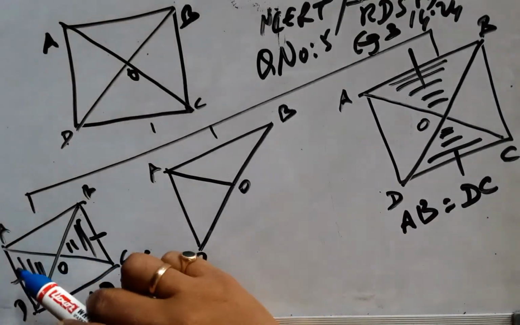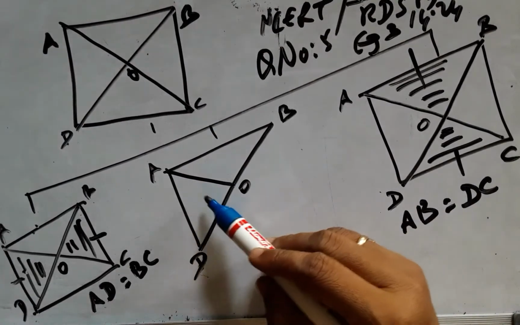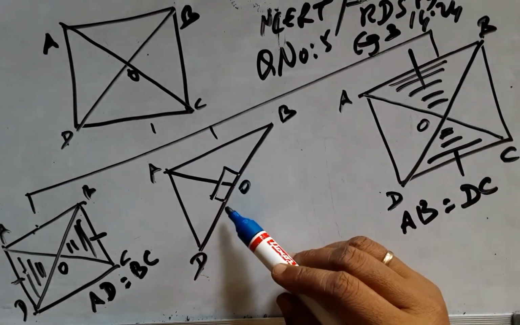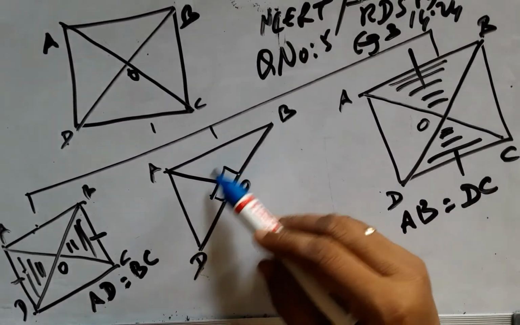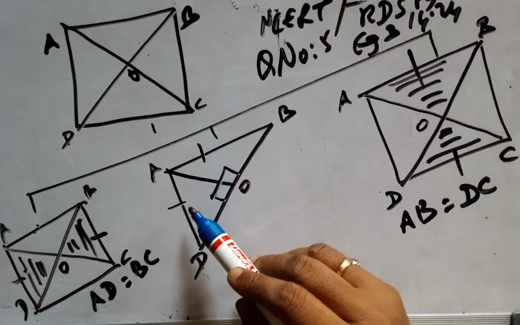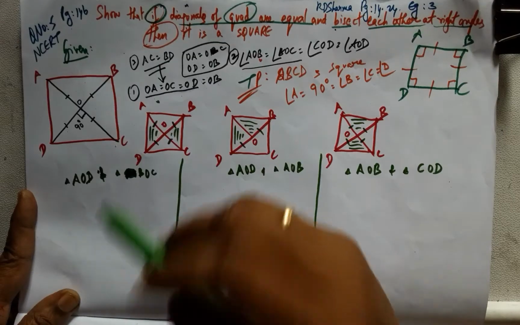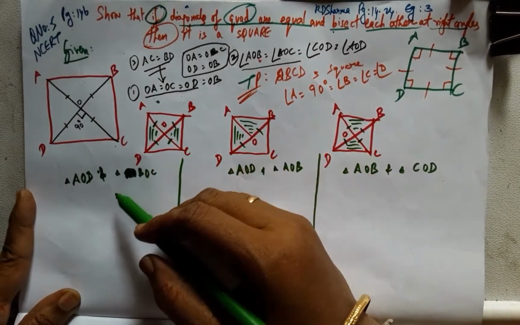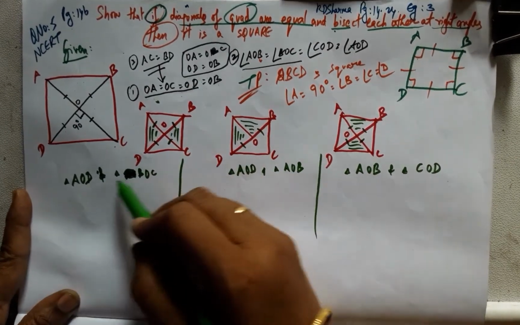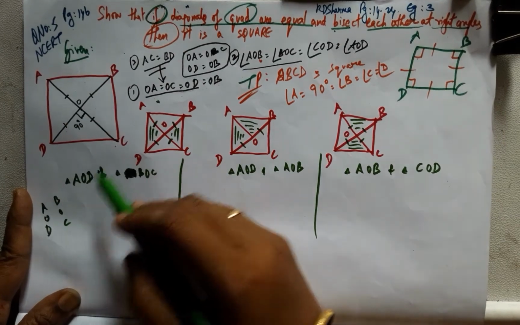But in order to prove that adjacent sides are also equal, we have to go for this linear pair axiom and pick these two congruencies so that we get adjacent sides are also equal, to enable that the four sides are equal for a square. So for getting AB and CD equality, we are going for AOD and BOC congruency.